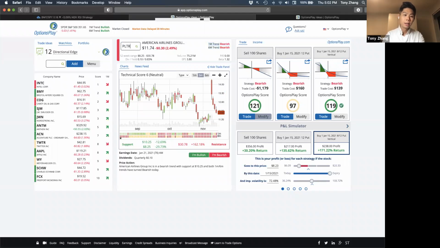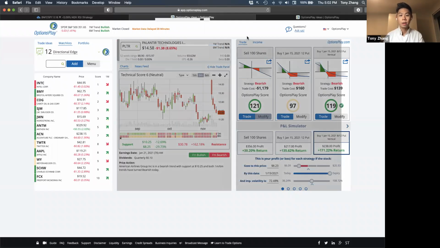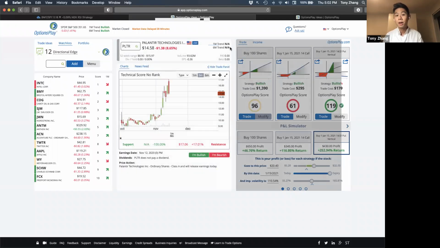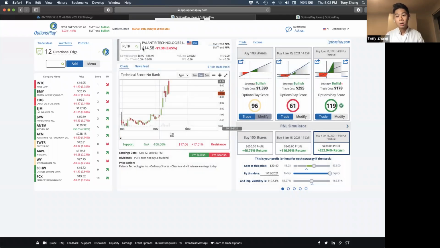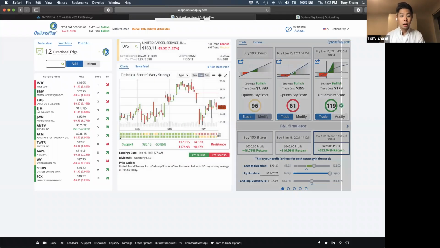PLTR, so Palantir just started trading. First of all, we just don't have enough history to analyze trends. So for this, I wouldn't be able to really help you out per se.